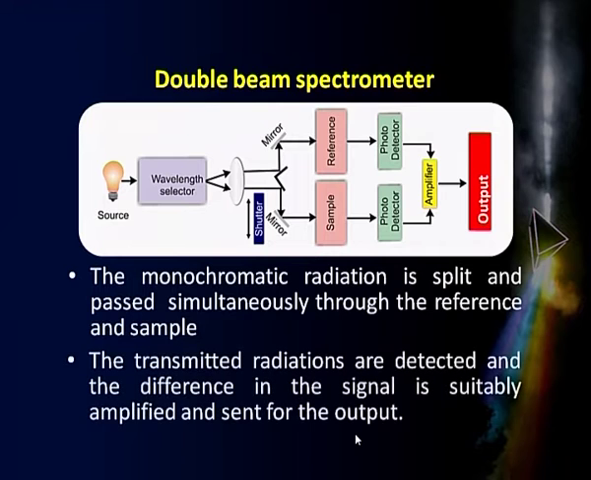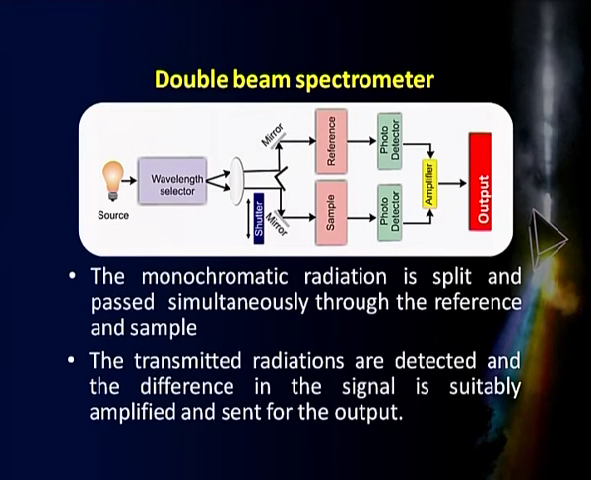So, in this process the difference in signal is measured in one go. You do not have to take two spectra and make a subtraction, this is done simultaneously. So, this is a time saving device, and most of the instruments which you come across nowadays are double beam spectrometers, because they are very convenient to use, more reliable and time saving.